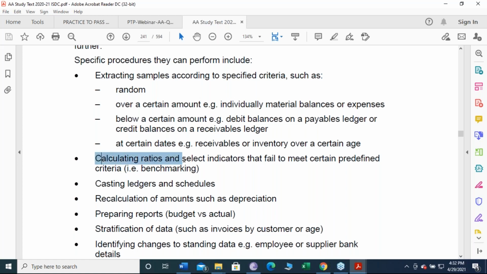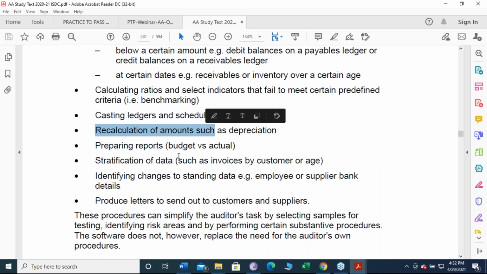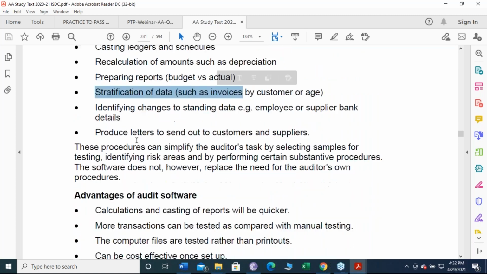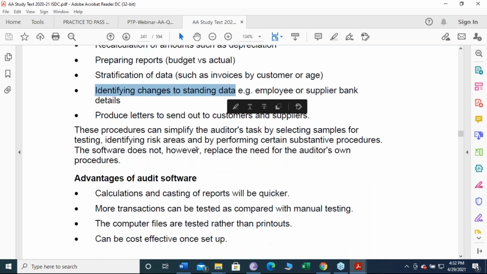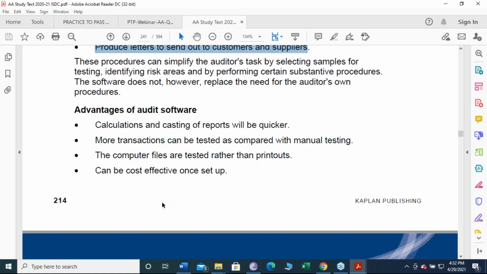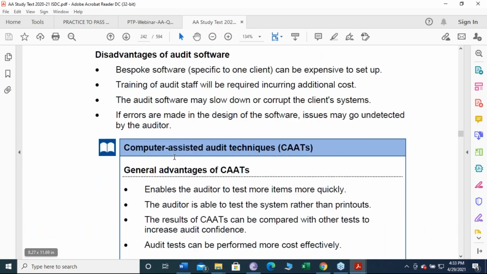The software can calculate ratios for the auditor. It can cast the ledgers, recalculate amounts, and reproduce reports. It can stratify the data into different categories. It can identify instances of any changes in the standing data. The software can produce letters for you to send to customers or suppliers. So software can perform many tasks. These are audit software.